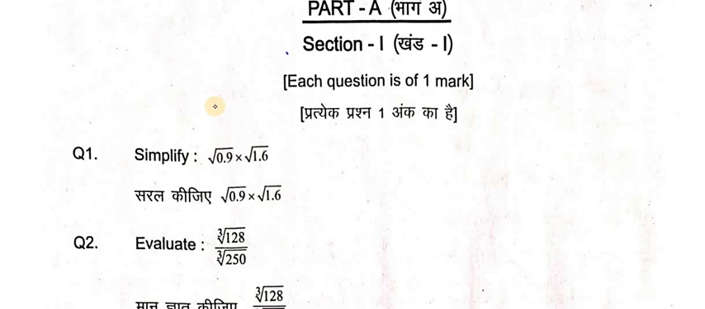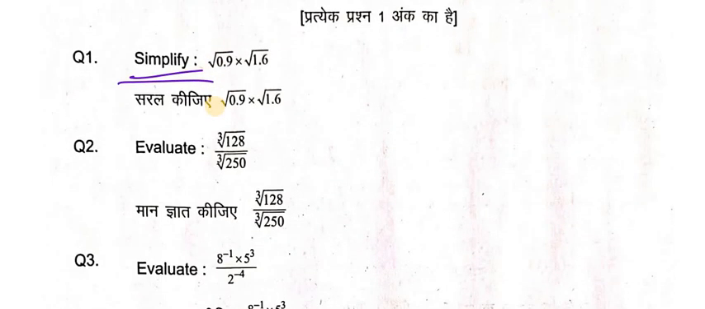Now see, our first question is simplify, and this is square root of 0.9 into 1.6. Many students basically make a mistake in this question because they write square root of 0.9 is equal to 0.3. This is very wrong. First of all, these types of questions you can solve either with the decimal or without the decimal. It depends on you.